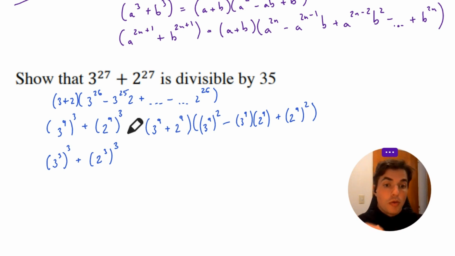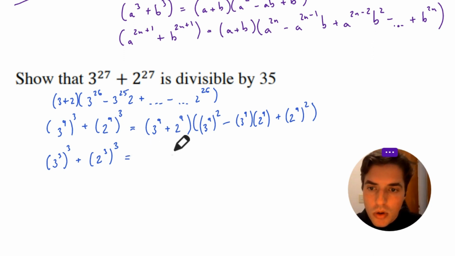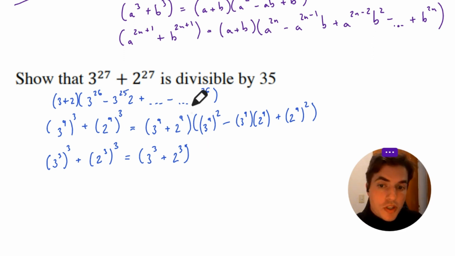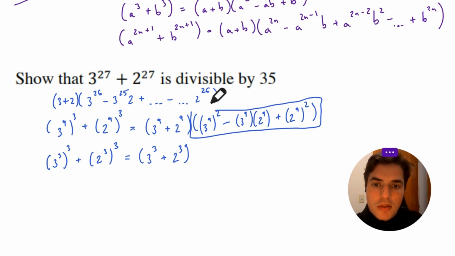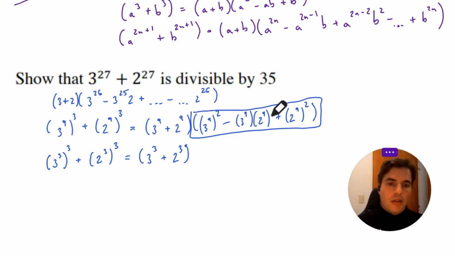We would get 3 plus 2 times a whole mess. We'd only be able to say, oh, it is, in fact, divisible by 5. We already know that. We don't need to do anything more with that. Great, so 3 to the third plus 2 to the third. And then we're still multiplying by this whole thing. It doesn't matter, though. This is so big. We're not going to get 35 out of that. We're not going to do 3 to the ninth to the second.